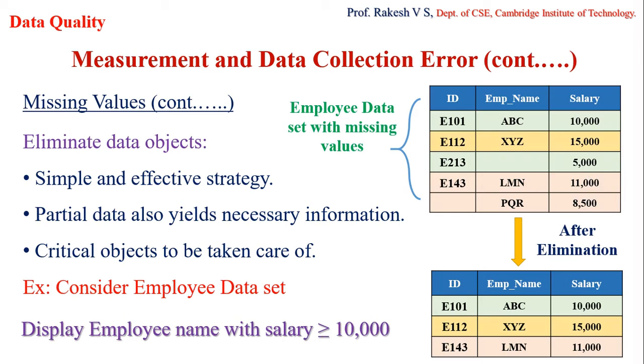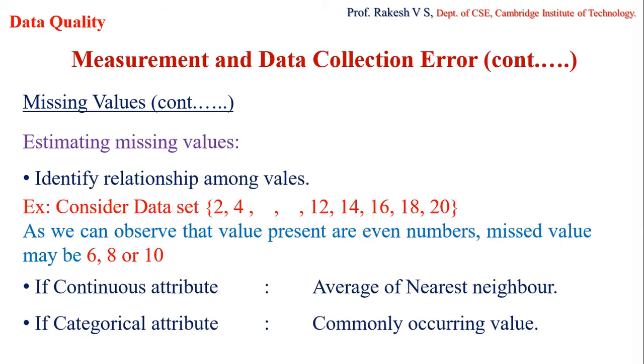First, I'll see whether that missing data is very important or not. If it is not, I'll straight away eliminate it. That is what eliminating the data object means. And let us go for the second case. So what is this? Let us see.